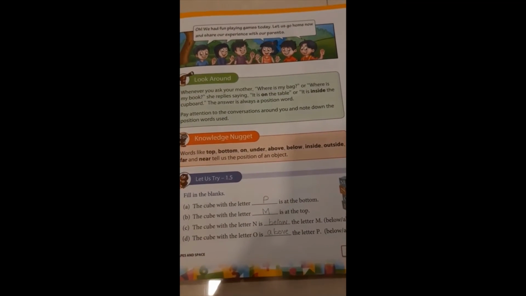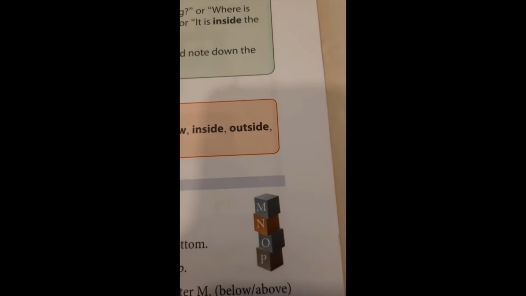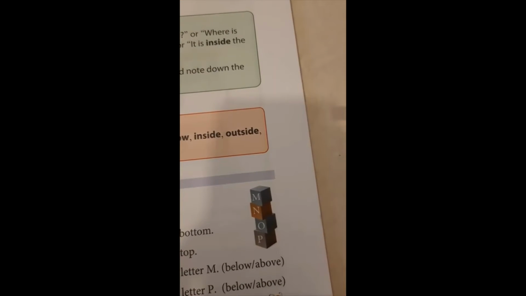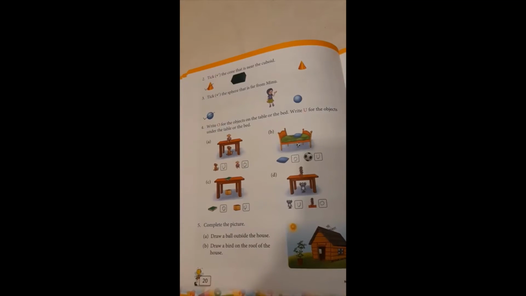Second one, the cube with the letter dash is at the top. Which is at the top? M. So you will write M. The cube with the letter N is dash M. Where is N? It's below M. So you will write below. B-E-L-O-W. The cube with the letter O is dash the letter P. Can you see where is O? It is above P. So A-B-O-V-E, above.